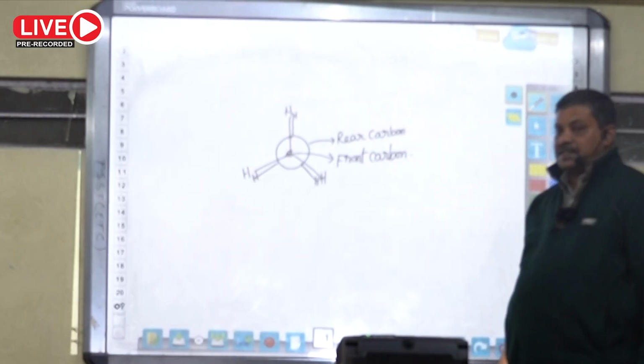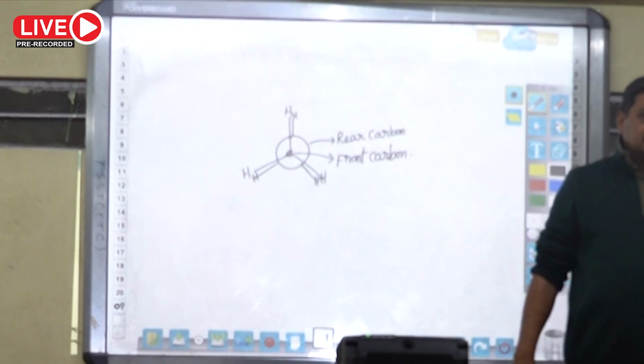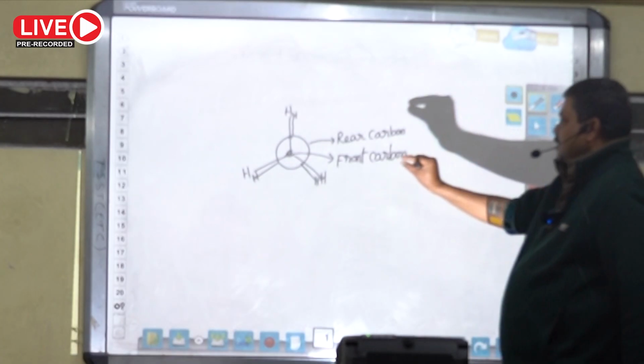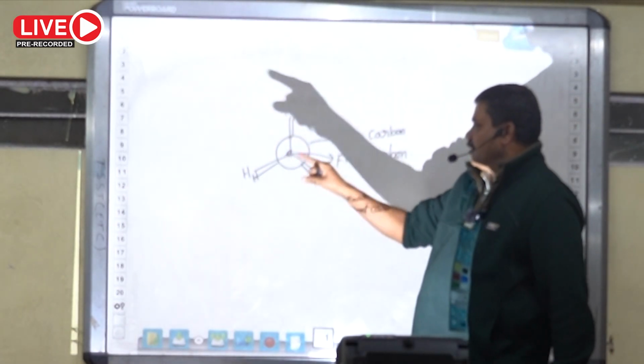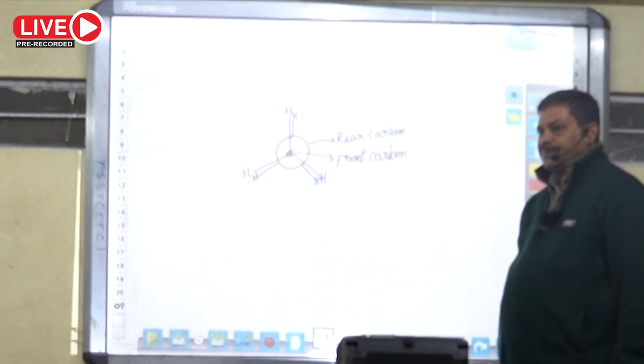The circle represents the carbon behind the viewer. The intersecting point of the Y represents the carbon just in front of the viewer. So two carbons are one behind the other. So it is CH3 single bond CH3. If I catch this and push like this, one CH3 will be facing you, another CH3 is behind you.